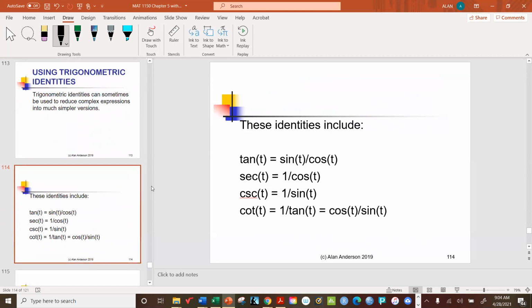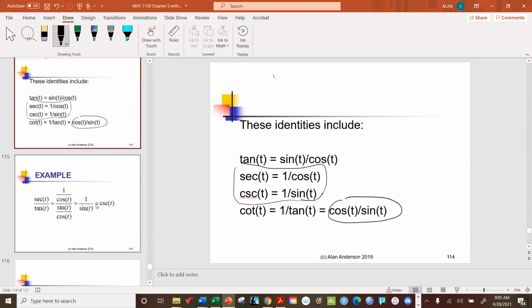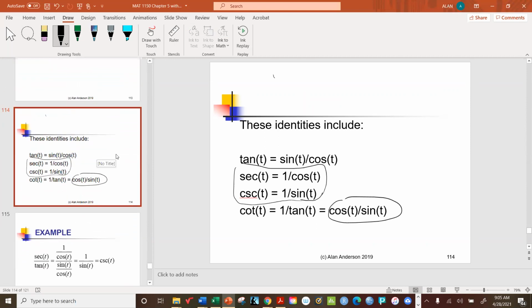Some of these we already knew. They're not terribly new and exciting. We already demonstrated earlier, based on the way they're defined, that the tangent of t is the sine of t over the cosine of t. These are true by definition. So we've already seen these. And then the cotangent is 1 over the tangent, which implies that it's the cosine over the sine. I'll just show you a quick example of this in a second.